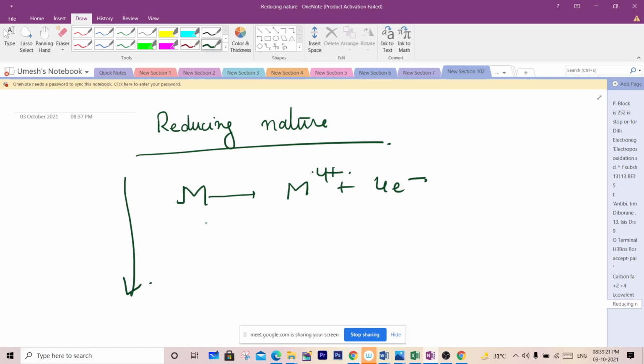So as you go down the group, atomic size increases. Enthalpy of ionization decreases, right? So the tendency to lose electrons increases, and that is why the reducing character down the group increases. As you go down the group, the reducing character increases. I hope it's very clear now.